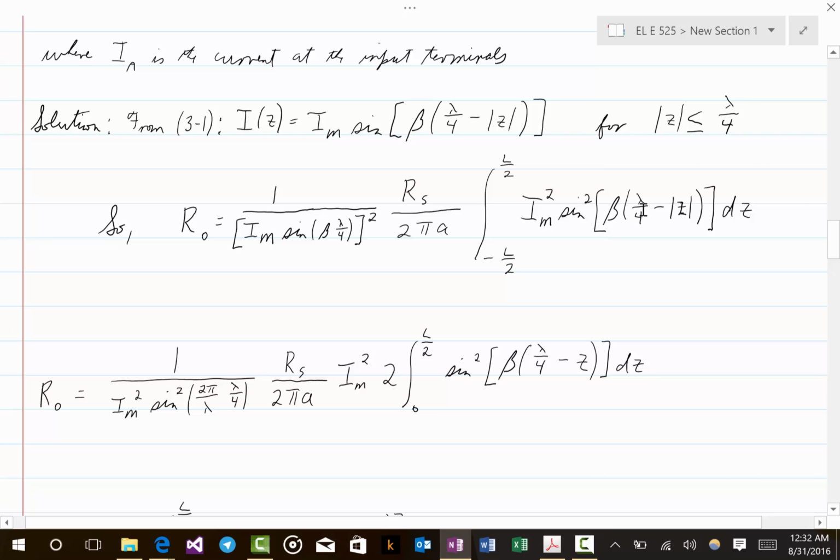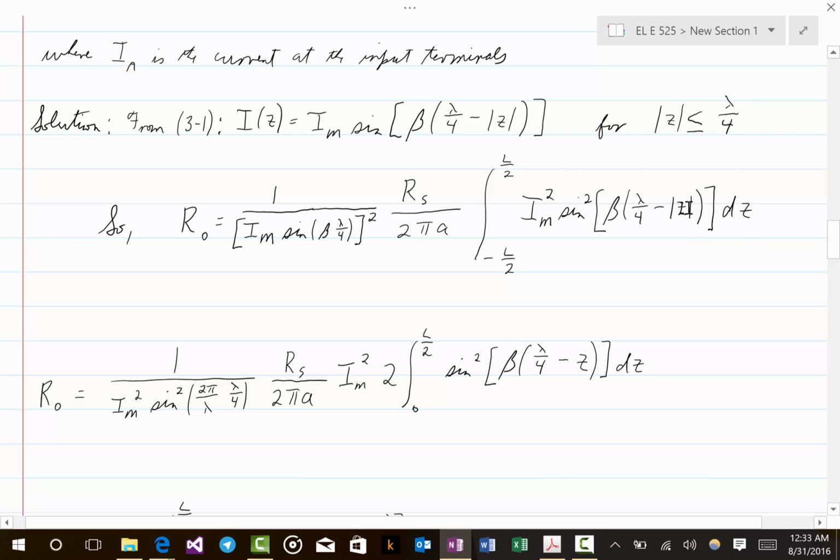Note that the integrand here is symmetric about z equals 0. What I mean by that is that when we plug in any positive value of z, let's say z equals L over 4, that would fall in this range between minus L over 2 and L over 2. So plug in z equals L over 4.